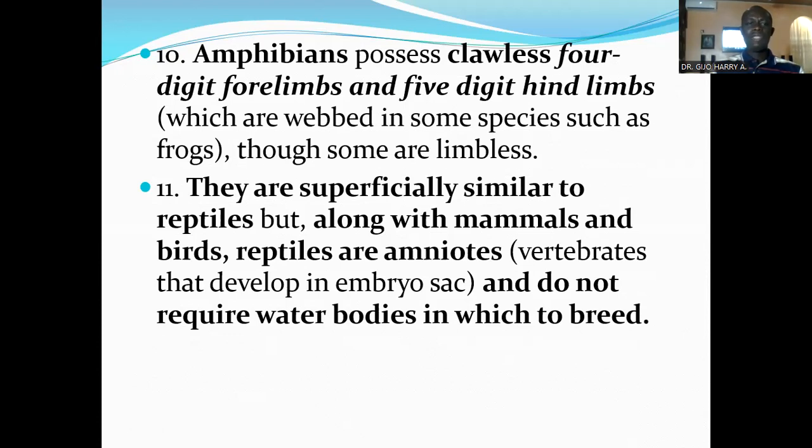Amniotes are vertebrates that develop in an embryo sac called the amnion. Reptiles, birds, and mammals do not require water bodies in which to breathe. Amphibians resemble reptiles, but the major distinction is that amphibians are not amniotes. They also have other distinctive features.